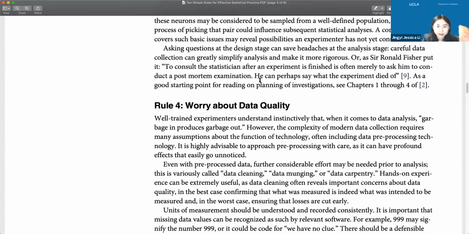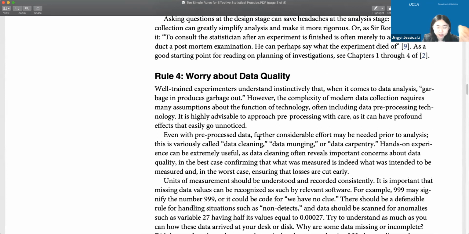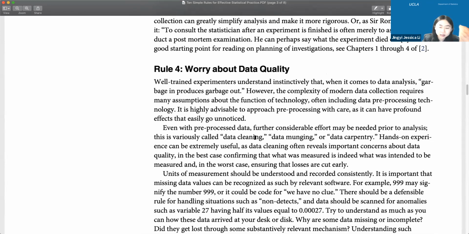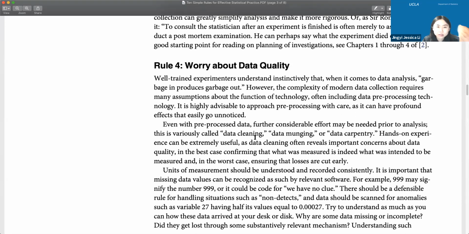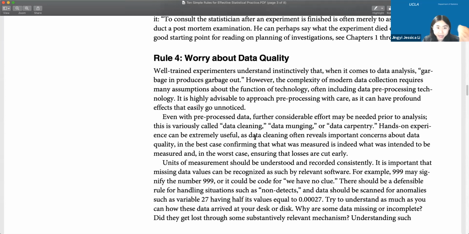And rule 4 is about worrying about data quality. So this is related to rule 3. If the data has been obtained already, you need to make sure the data has good quality, it's not biased, it does not contain too many artifacts. For this one, I would say it relies on your expertise. Your domain knowledge is very important. You need to check your data very carefully to make sure the signal you have there is really a biological signal, it's not some artifact.